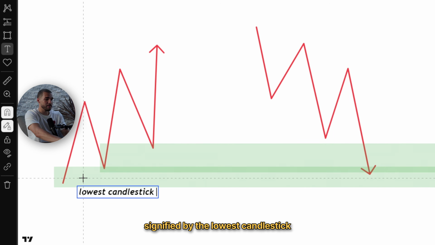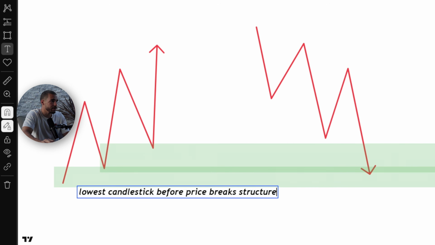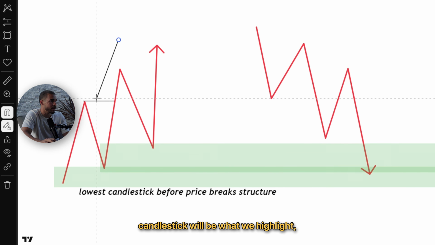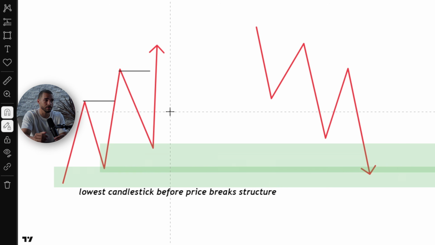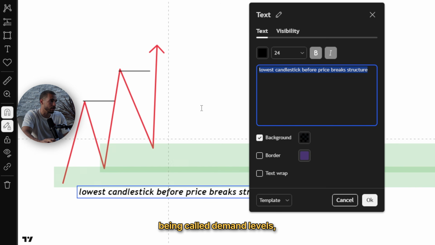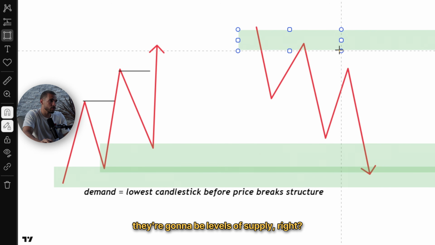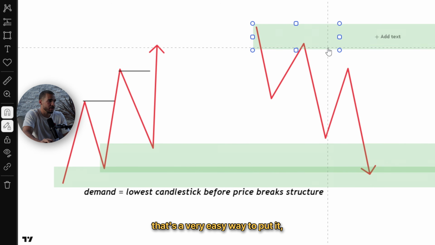These are going to be signified by the lowest candlestick before price breaks structure, right? So this is our structure over here. Every single lowest candlestick will be what we highlight, and then so on and so forth. And that's what we're looking for price to pull back into. Now, same exact thing for bearish orders, except instead of these being called demand levels, they're going to be levels of supply, right? So we have a lot of inventory.